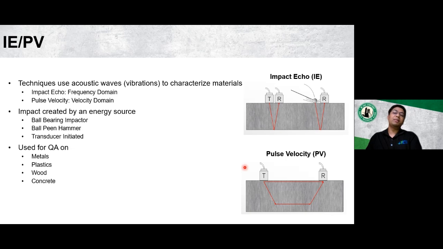So in terms of the materials that can be tested, these techniques are versatile, and impact echo or pulse velocity can be used for the quality assessments of metals, plastic, wood, or concrete. So it's really a versatile technique.